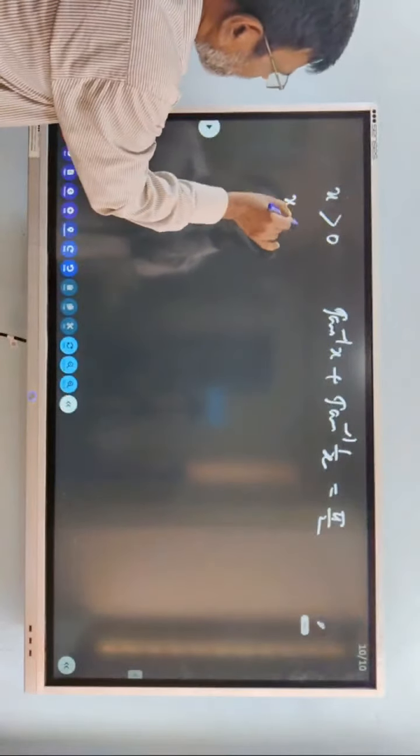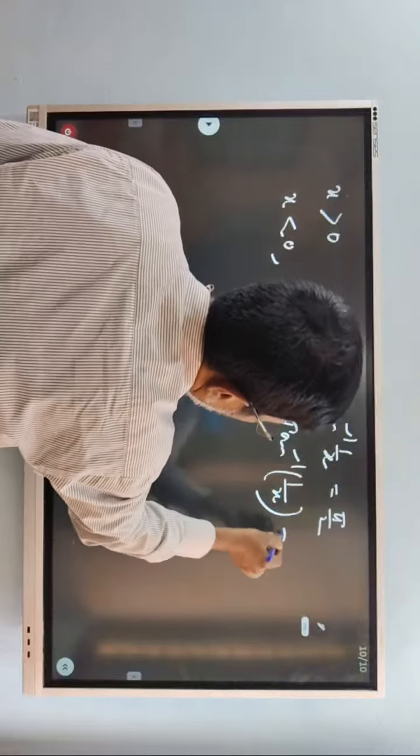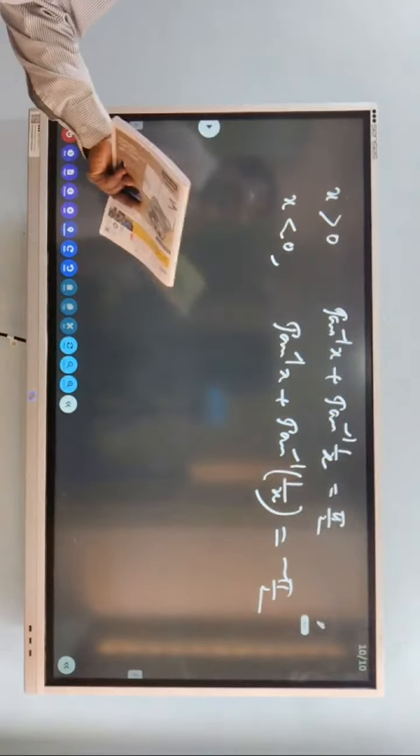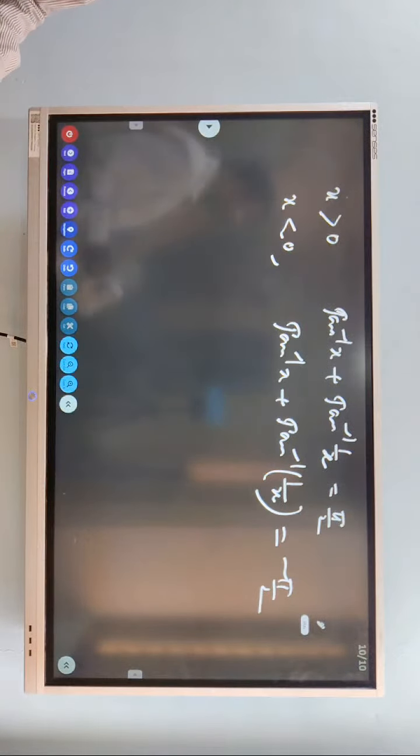Suppose x is less than 0, then tan inverse x plus tan inverse 1 by x is nothing but minus pi by 2. These are very important formulas. We discussed x greater than 0, and now x less than 0. This is a very important formula.